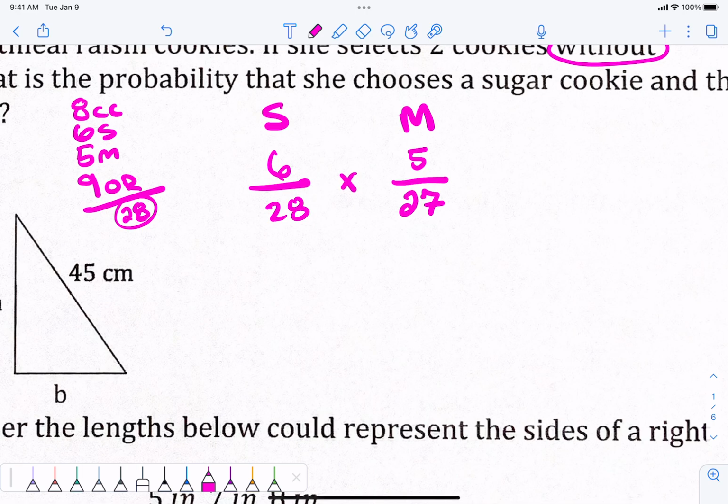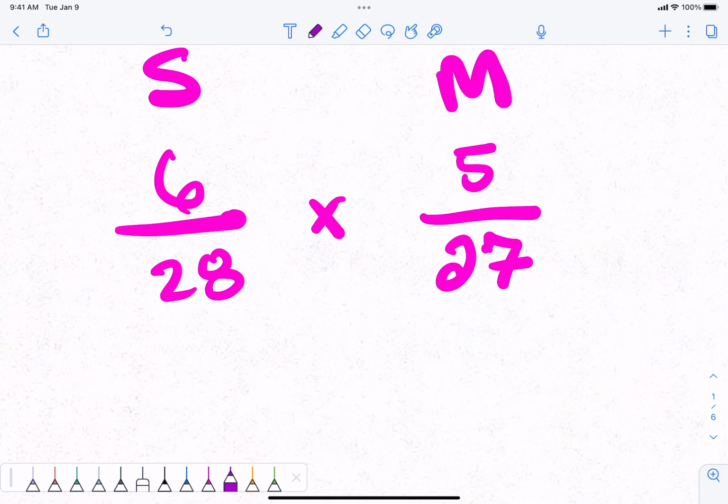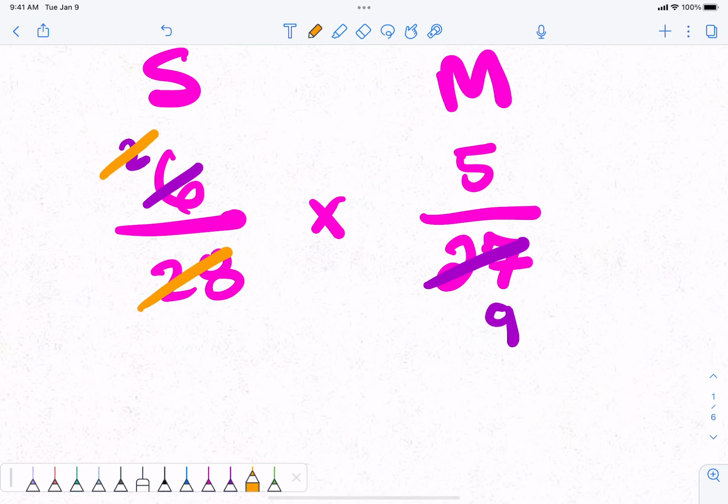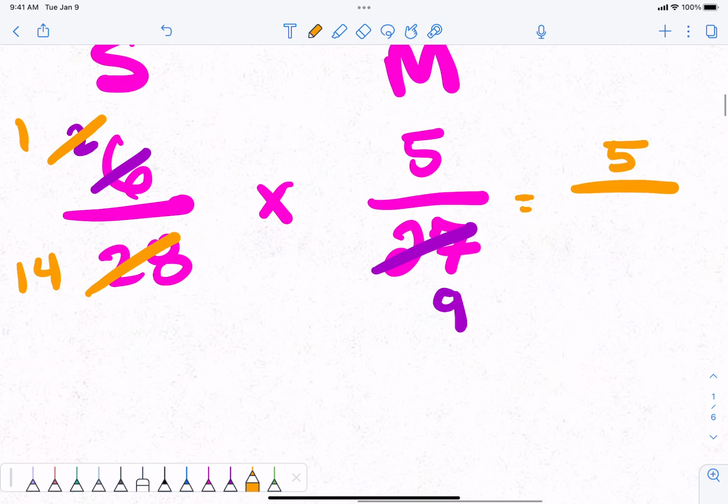There is a 6 out of 28 chance of choosing sugar, 5 out of 27 chance of choosing a monster. Before we multiply, don't multiply yet. We can reduce this. 6 and 27 can reduce across to 2 and 9. Then 2 and 28 will reduce to become 1 and 14. Then we multiply. 1 times 5 across the top is 5, and the bottom is 14 times 9.